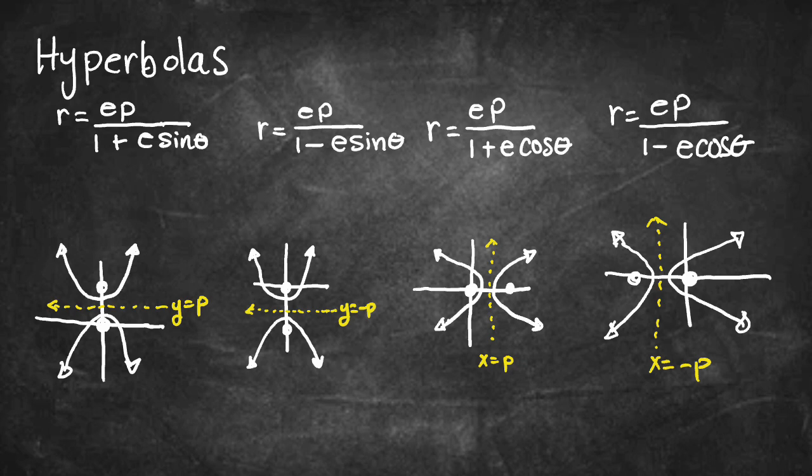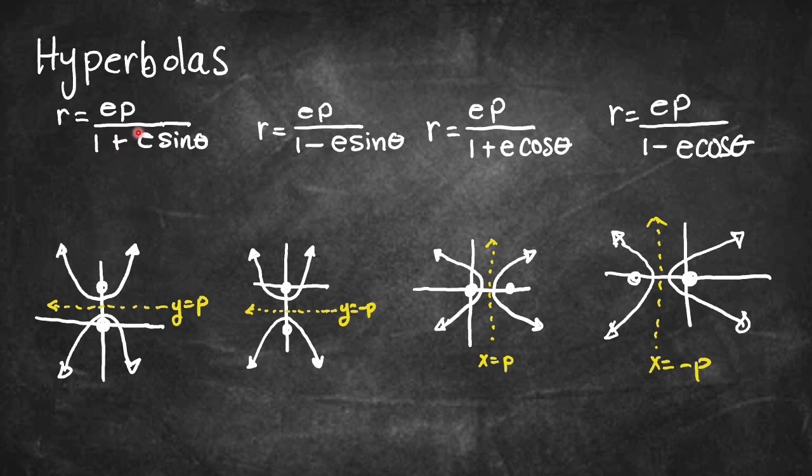Let's take a look at our last conic shape. We have hyperbolas, and of course we have the 4 different versions here. 2 of them with sine, 2 of them with cosine, and then we have our versions with the pluses and minuses. When the denominator has a sine, our major axis is going to be vertical, running up and down. And of course, our foci are going to be on that major axis.